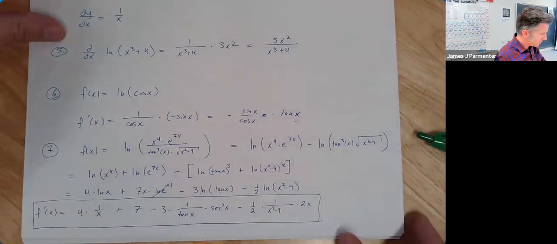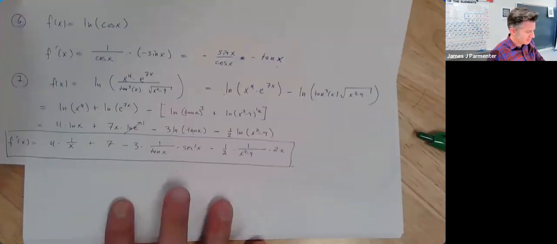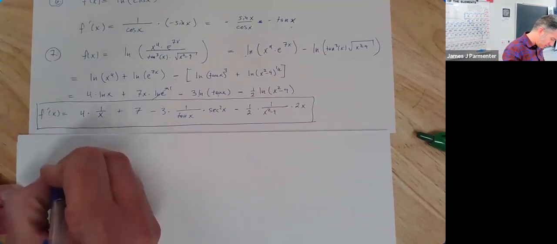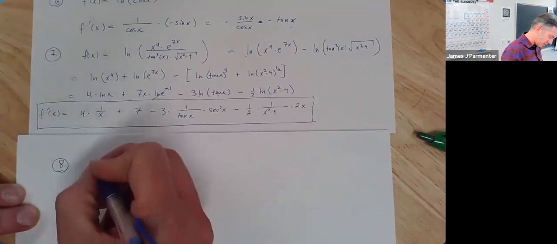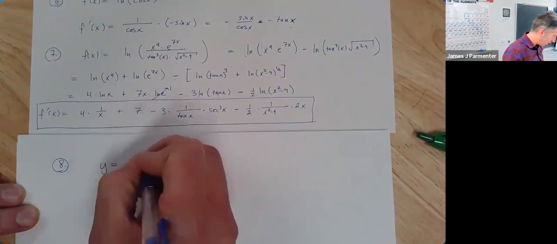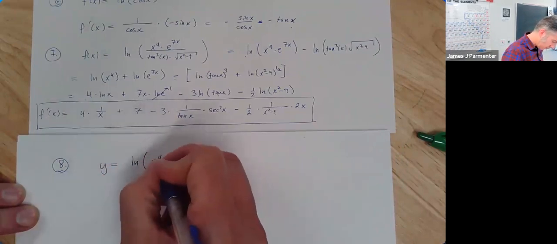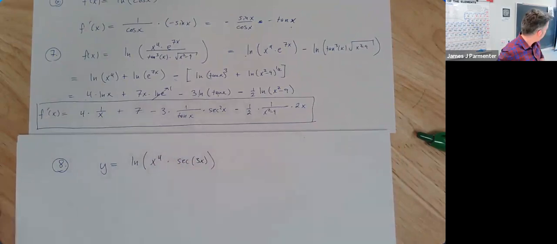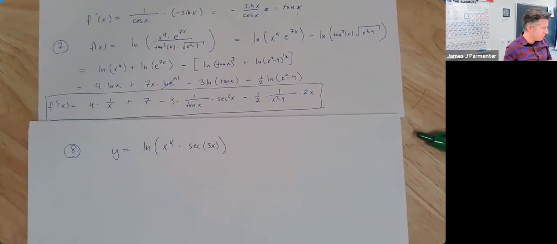To do that, let me give you a slightly less terrible, actually a considerably less terrible one. Why don't you all try finding this one by first breaking it up into a couple logarithms. Let's say I have y equal to the natural log of x to the 4th times secant of 3x. I'd like you to break that up into as many simple logarithms as you can, 2, and then take the derivative after that.